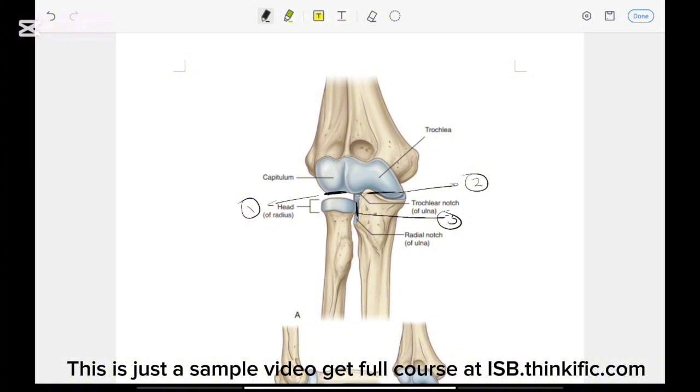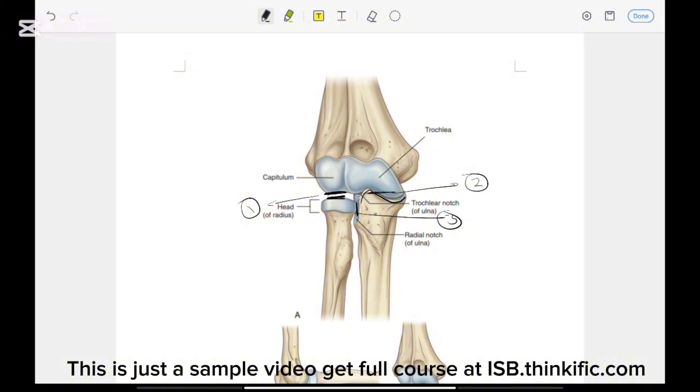Right? The joint which is between the trochlear notch of the ulna and the trochlea of the humerus, and the joint which is between the head of the radius and the capitulum, are primarily involved with hinge-like flexion and extension movements of the forearm on the arm. And these are, you can say, the principal articulations that form the elbow joint.